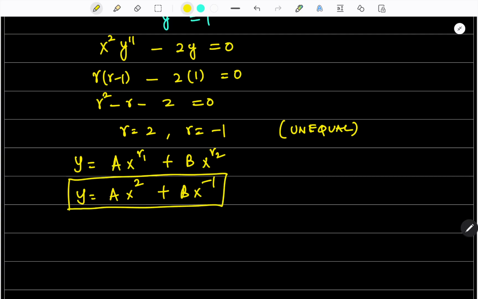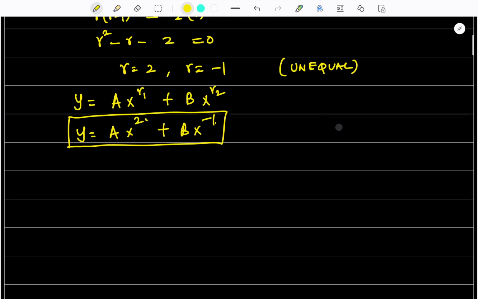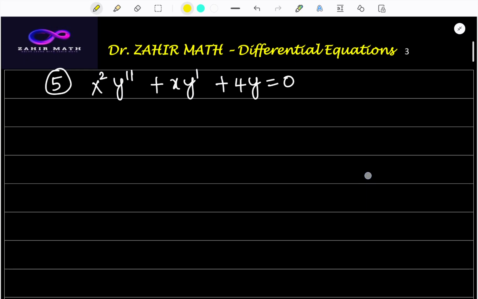Now you may think one thing. What is that? Teacher, can I change this minus 1 to this side and this to this side? Yes. No problem. You can write a x to the power of minus 1 plus b x to the power of 2 also. Nothing wrong in that. It is the same only. Let's go to the next question.